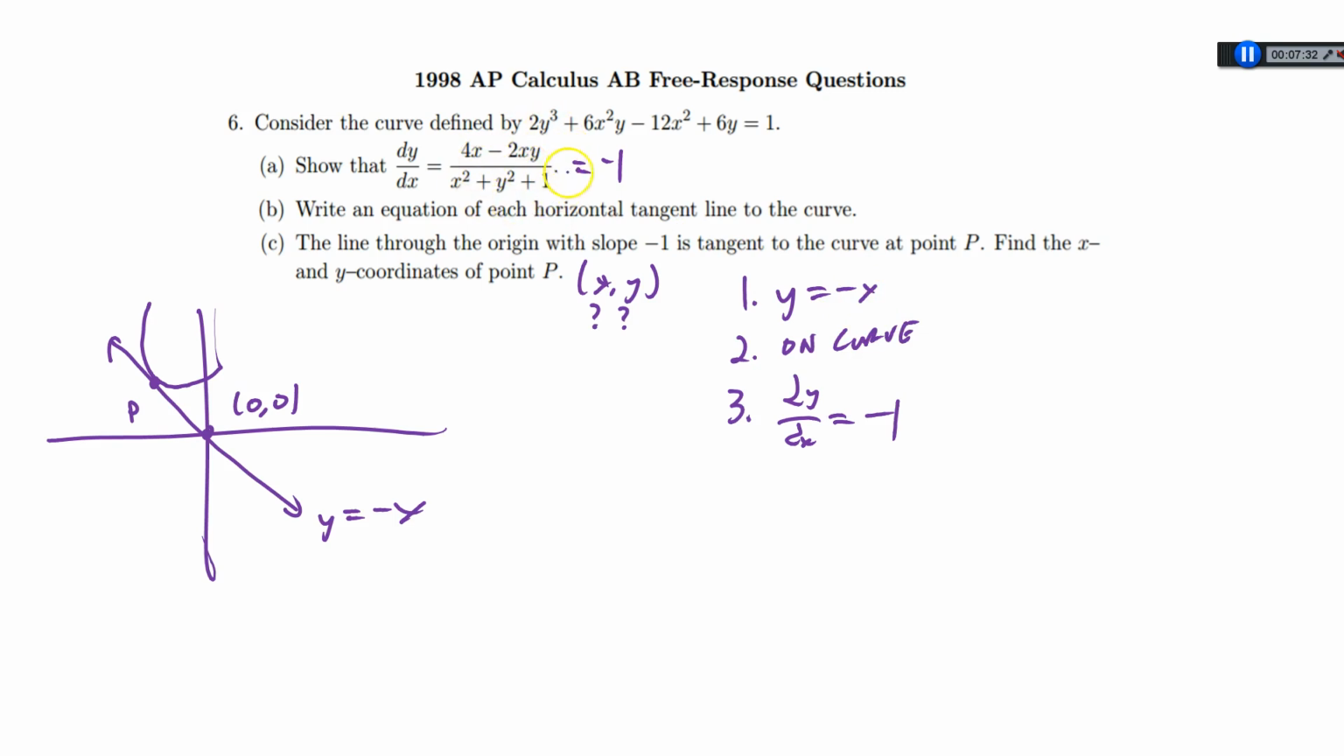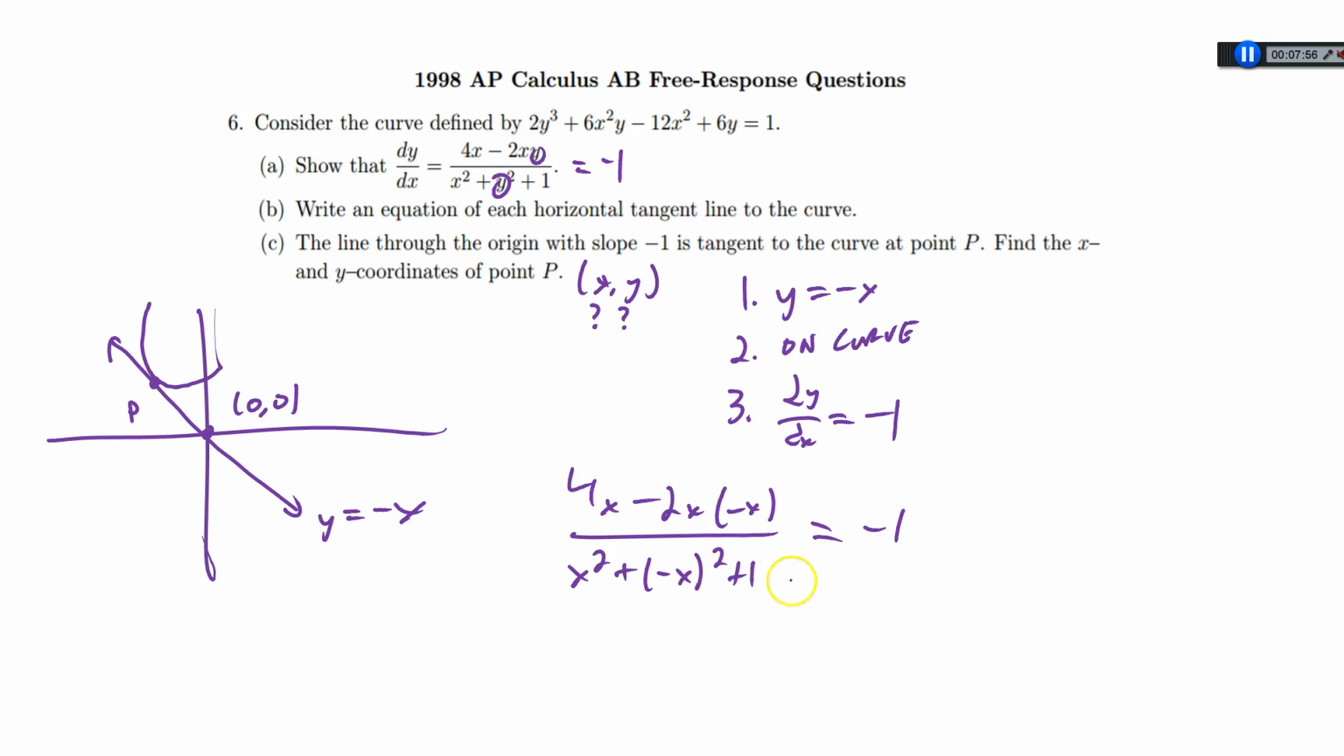Let's see which one is more complicated. I don't think it really makes any difference. Let's turn all of the y's into -x's. So we have 4x minus 2x times -x divided by x squared plus -x squared plus 1. That's all got to equal -1. Now we have one variable, so hopefully we're going to be able to solve this. Looks like it should end up being quadratic, so I think we'll be able to.